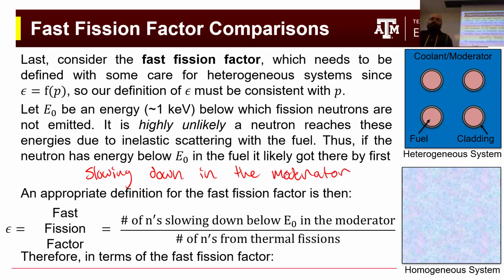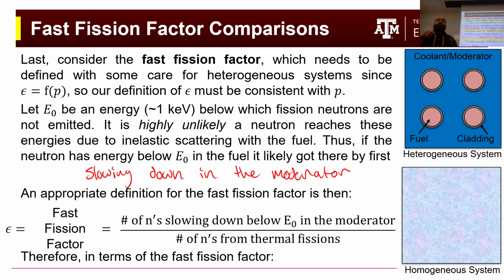So if we think about it from that perspective, then we can recast the fast fission factor as telling us how many neutrons slow down below that energy in the moderator, divided by the total number of neutrons coming out of thermal fissions. So if that's the case, then to say which one is bigger, epsilon for heterogeneous or epsilon for the homogeneous, we just need to ask which one has more neutrons that can slow down to thermal energies in the moderator. Which configuration has better moderation, the heterogeneous or the homogeneous?